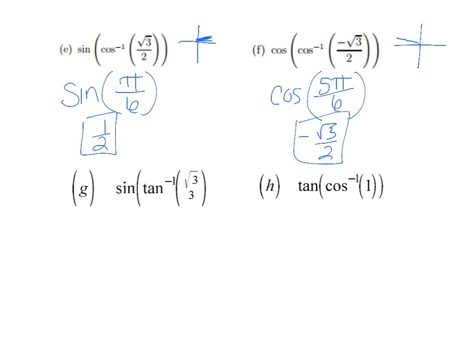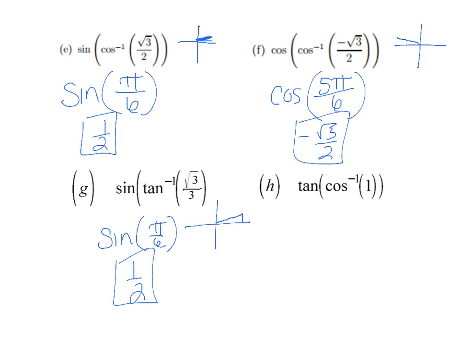Let's do G together here. Inverse tangent of root 3 over 3. When is tangent root 3 over 3? That happens when you're close to the x-axis, at all your pi over 6 stuff, but it's a positive root 3 over 3. That's going to keep me up in this quadrant. That angle measurement is pi over 6. I'm going to come back then and find the sine of pi over 6, which is 1/2.